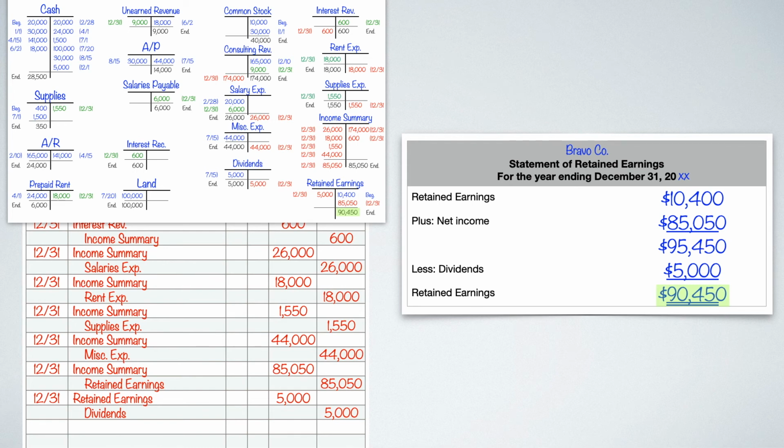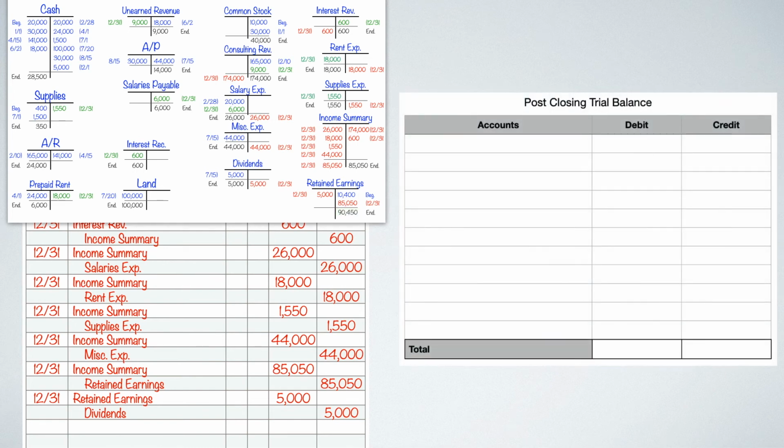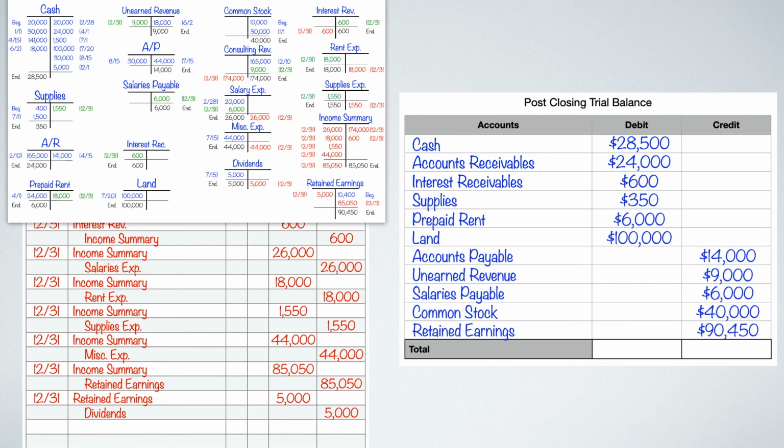So now let's get into our post-closing trial balance. So now we're only looking at the accounts that we have balances in. So again, all of our assets, all of our liabilities, and what's left of our equity. So cash still remains at $28,500. Accounts receivable still remains at $24,000. Interest receivable still remains at $600. Again, in the interest of time, because we've already done all these, I'm just going to go ahead and put what's left up here: supplies, prepaid rent, land, AP, unearned revenue, salaries payable, common stock, and retained earnings. That's all we have left.